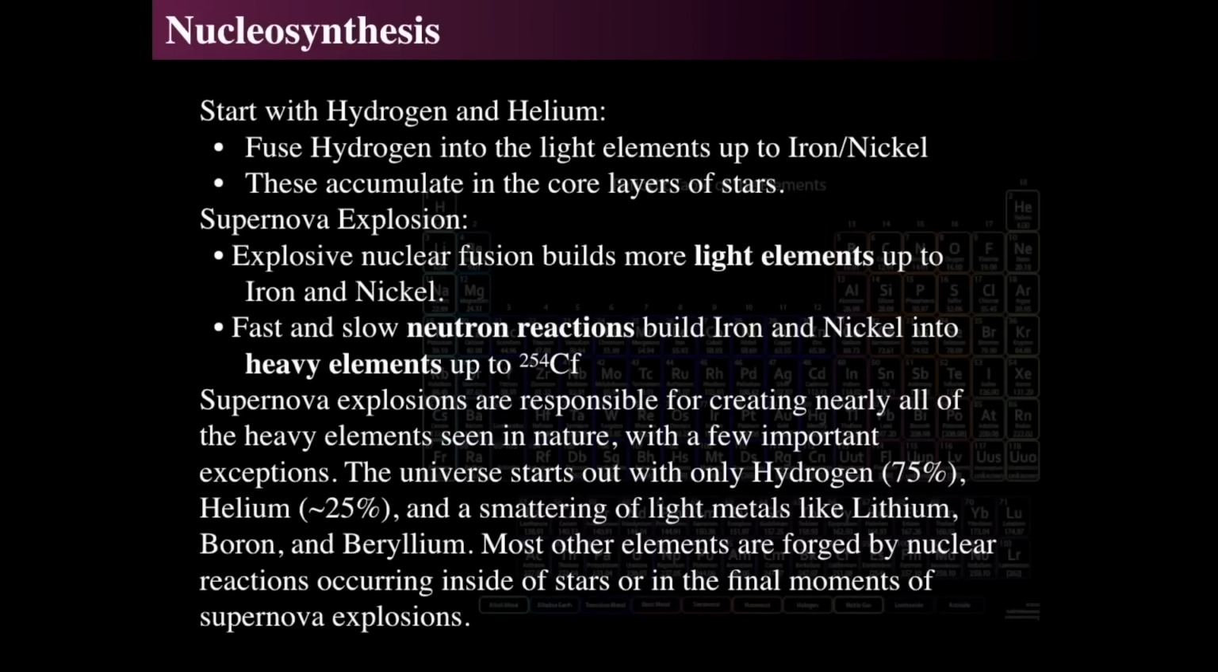The iron that is in your blood was formed in a star. The nickel that you pay for a piece of candy at the nickel and dime store was made in the center of a star. The universe started out with about 75% hydrogen and just under 25% helium and little bits of lithium, boron, and beryllium, but nothing else. Every other element was fused in nuclear reactions inside of stars, and all heavy elements above iron are formed in supernova explosions of various kinds.